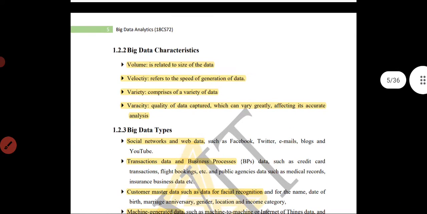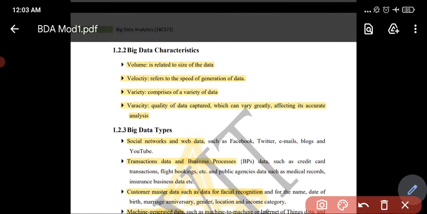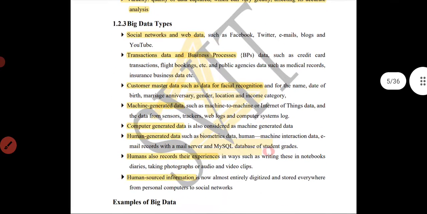And the next, characteristics of big data. As I said, there are four V's: volume, velocity, variety and veracity. So what does it mean? The volume, as the name says, is related to the size of the data, that is how much data is being generated. Velocity is the speed of generation of data. Variety is the different types of data being generated. Veracity is the quality of the data that is captured. These are the characteristics of big data.